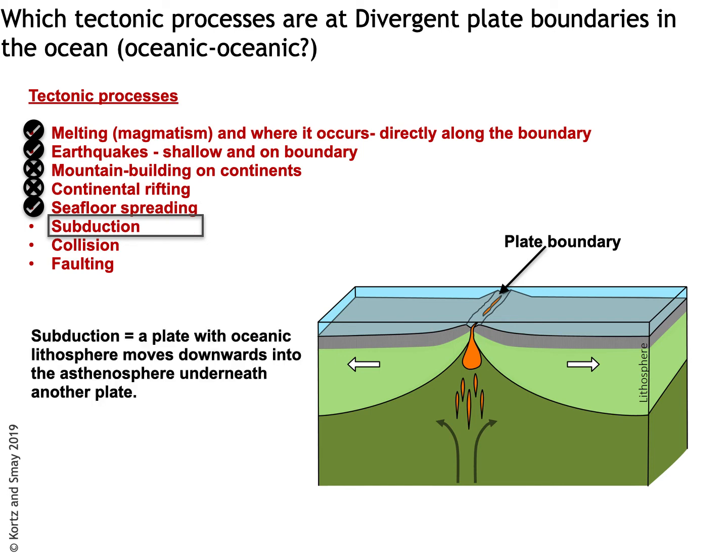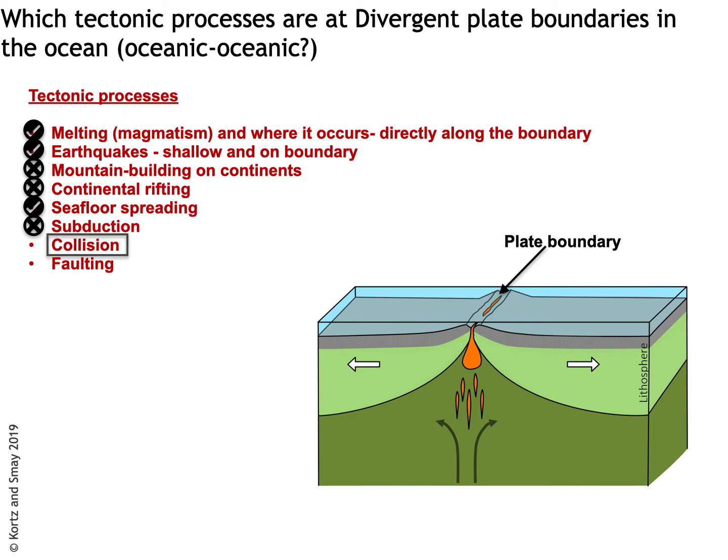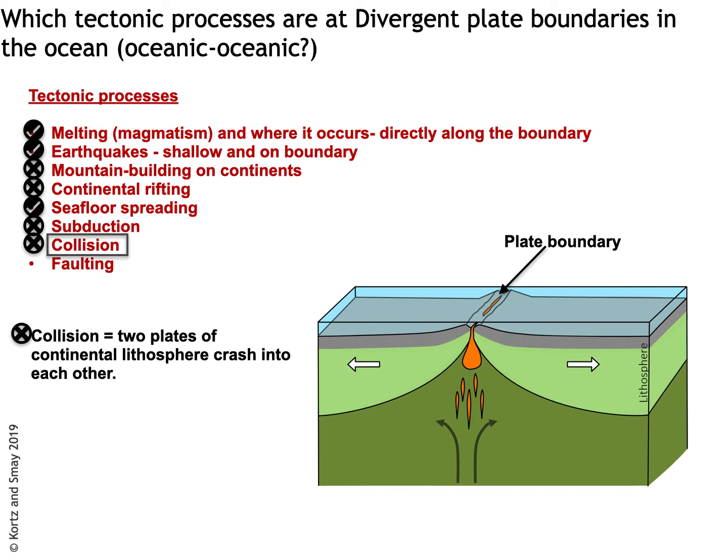Subduction is when a plate with oceanic lithosphere moves downwards into the asthenosphere underneath another plate. That is not occurring here. That only occurs at some kinds of convergent plate boundaries, not at divergent plate boundaries, so no subduction. How about collision? Collision is when two plates of continental lithosphere crash into each other. Again, no continents anywhere here, so no collision.